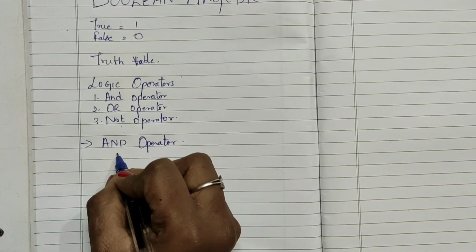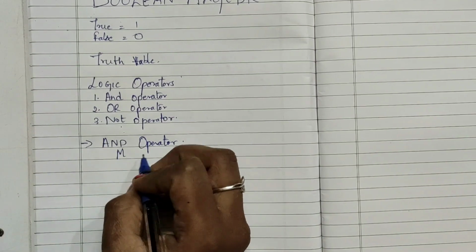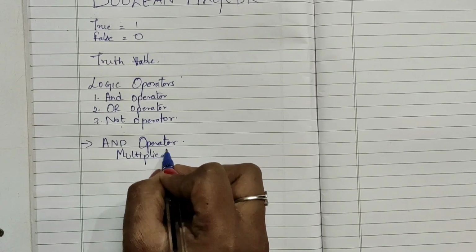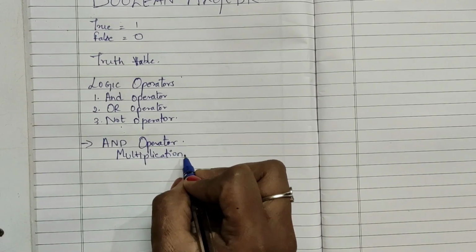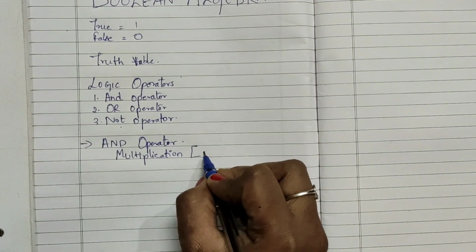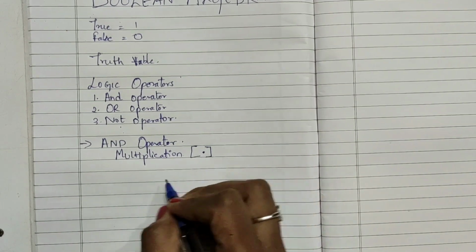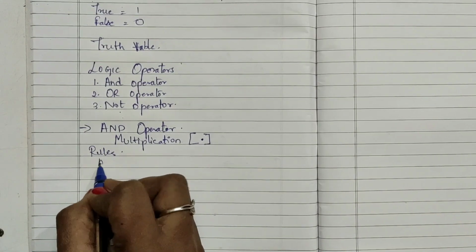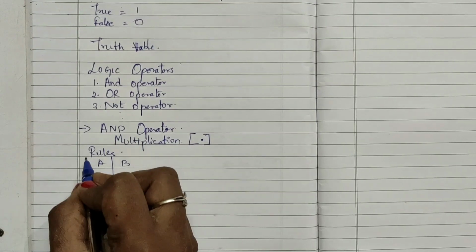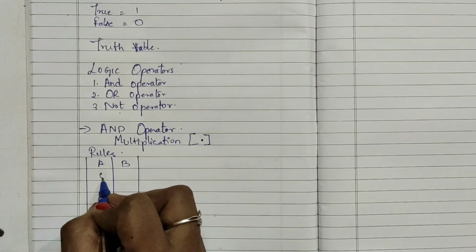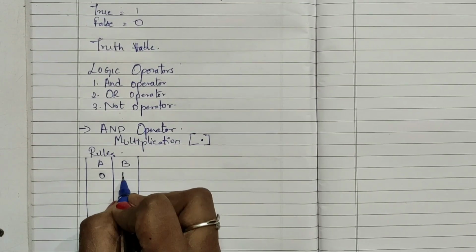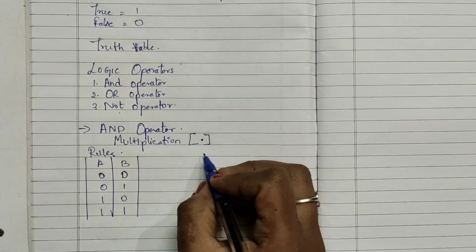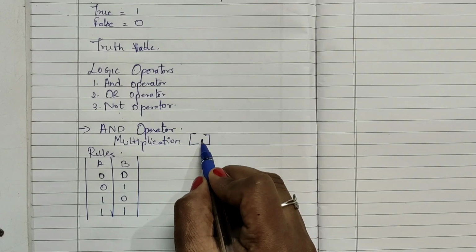The AND operator performs an important operation that is known as logical multiplication, which is also denoted with a dot symbol. Now we'll look into these rules. For example, I take A and B, and go with 4 records: 0 0, 0 1, 1 0, 1 1. So this is a logical multiplication operator.